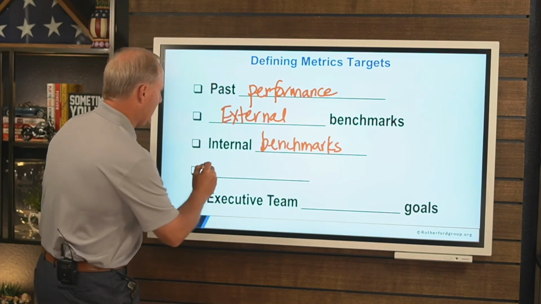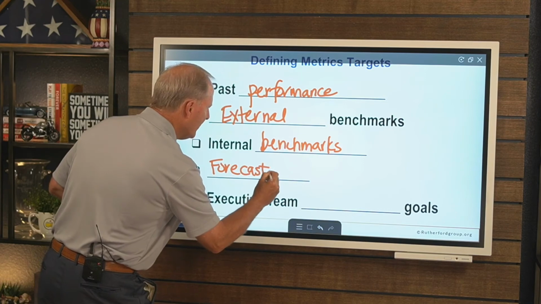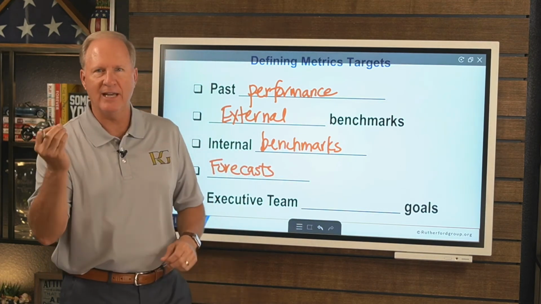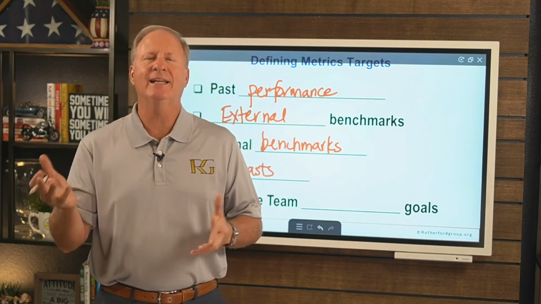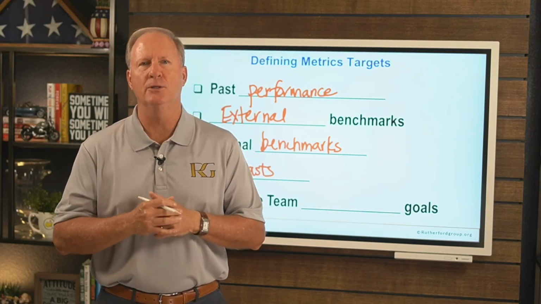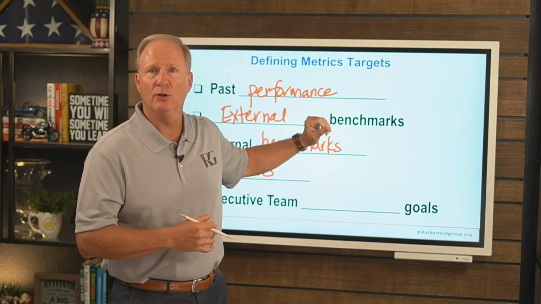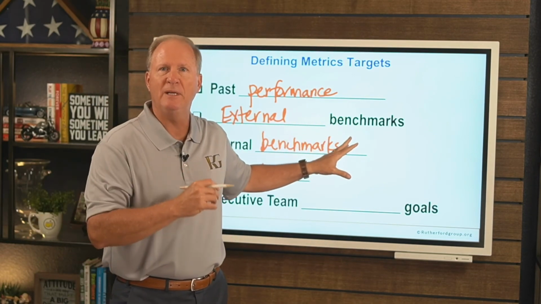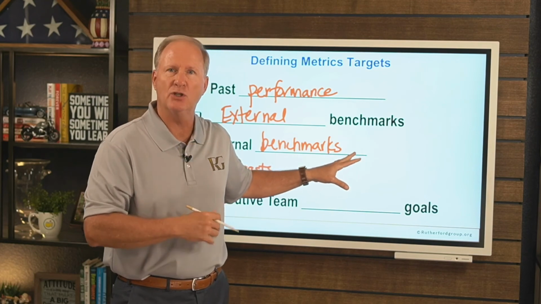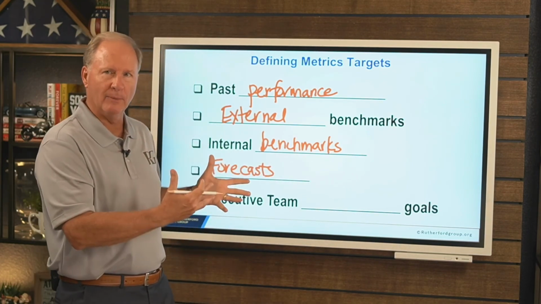Next thing we want to look at is what we call forecasts. This is that fourth element in terms of a data source. Here we're basically saying this: what do we expect our future context to be? Now, past performance, internal and external benchmarks, all of those must be considered in light of expectations for the future to determine our desired performance.